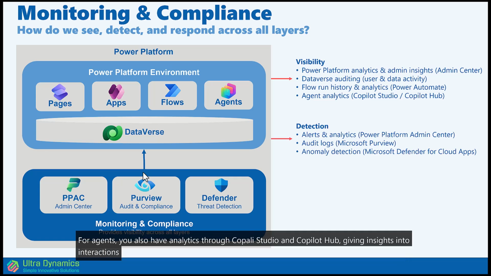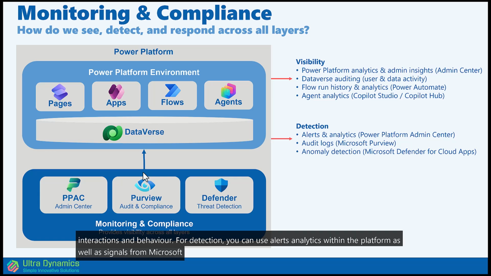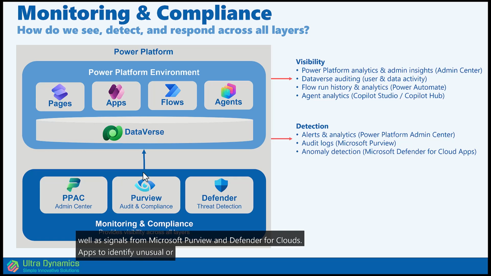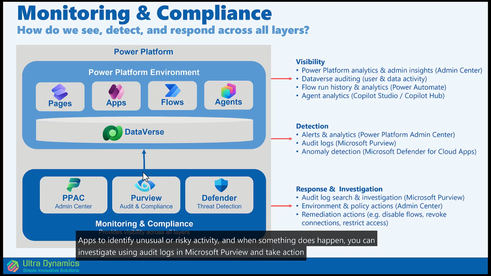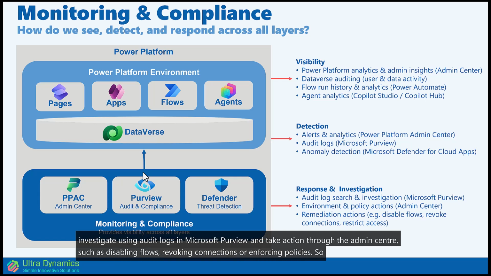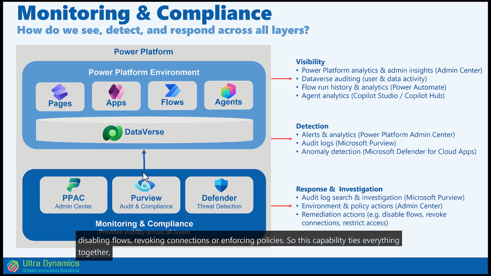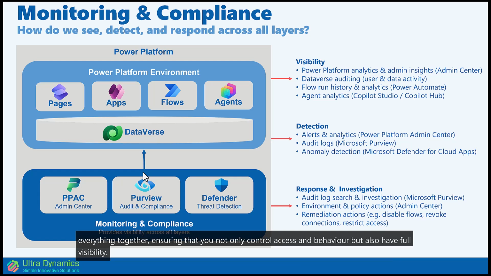For detection, you can use alerts and analytics within the platform, as well as signals from Microsoft Purview and Defender for Cloud Apps to identify unusual or risky activity. And when something does happen, you can investigate using audit logs in Microsoft Purview and take action through the Admin Center, such as disabling flows, revoking connections, or enforcing policies. So this capability ties everything together, ensuring that you not only control access and behavior, but also have full visibility and ability to detect and respond when needed.